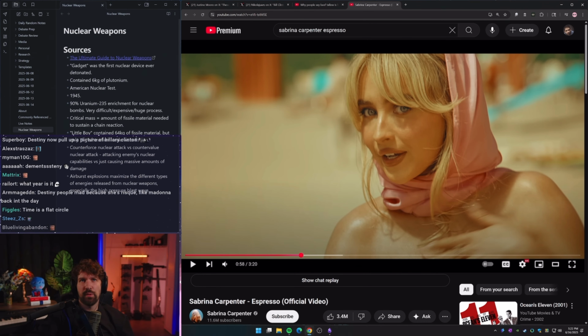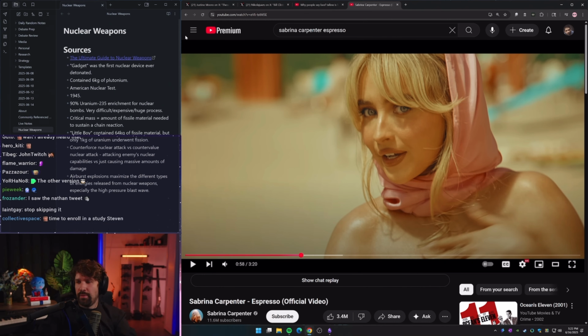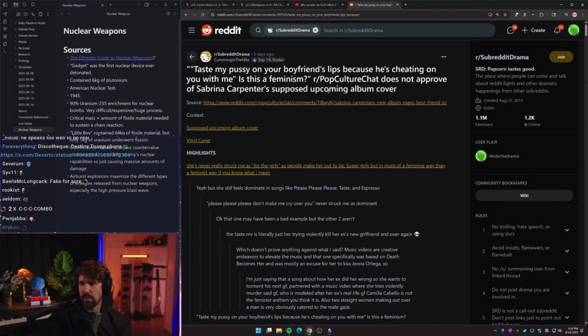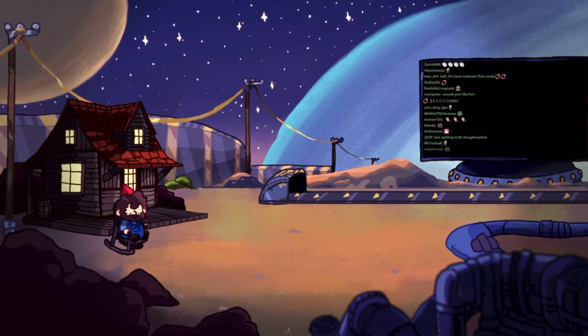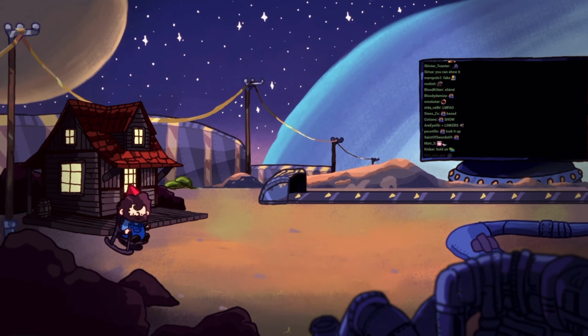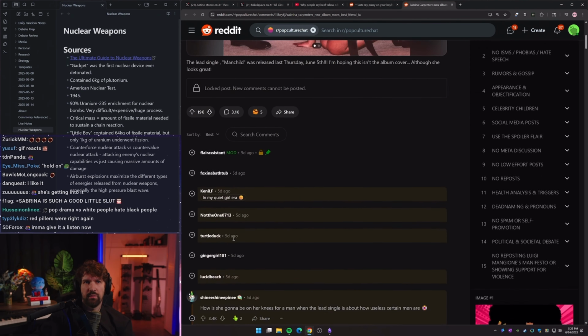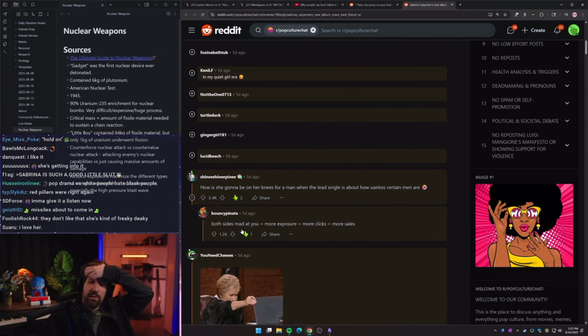Her newest album cover has stirred up some controversy. Okay. Taste my pussy on your boyfriend's lips because he's cheating on you with me. Is this a feminism? r/pop culture chat does not approve of Sabrina Carpenter's supposed upcoming album cover. Jesus Christ. Wait, hold on. Is that like the name of a song? Okay, there's nothing not safe for work on this. It's a lyric implication. Her whole thing is being overly sexual.